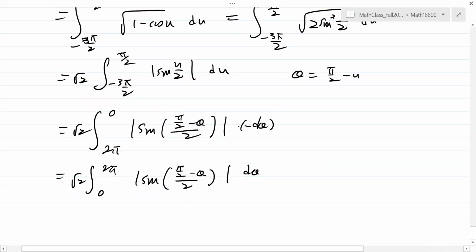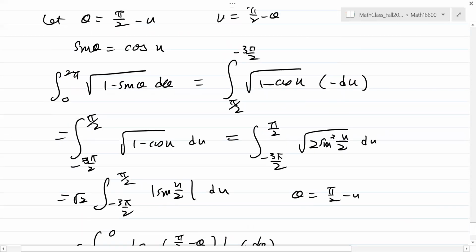Then you can get rid of the absolute value sign. Now I'll stop here. I'm not going to continue it, because there's no radical on that. You just need to know where it's positive and where it's negative, get rid of the absolute symbol, then evaluate. So the answer is still equal to 8.